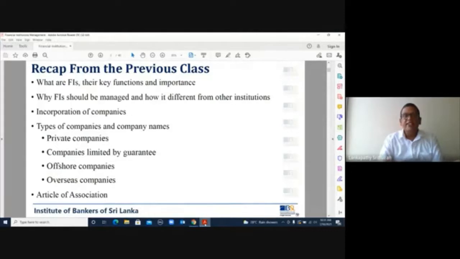The first one is financial institutions, the second one is financial markets, the third one is financial infrastructure services, and the fourth one is financial regulators. Then we studied mainly the financial institution and their key functions, and why financial institutions should be managed and how they differ from other institutions.